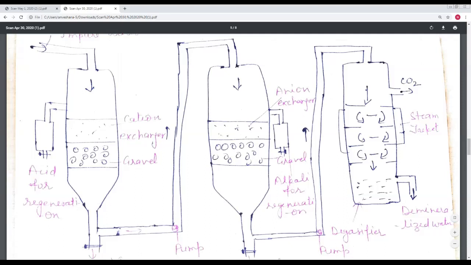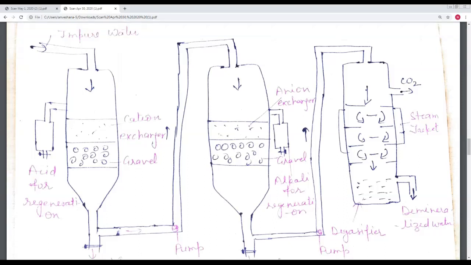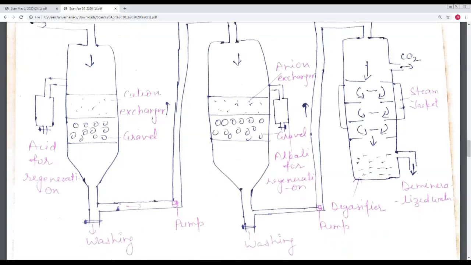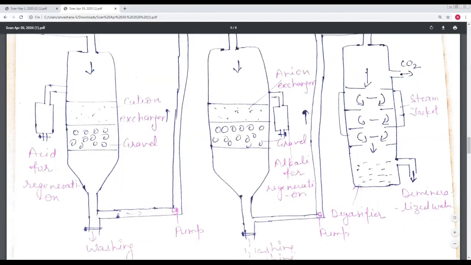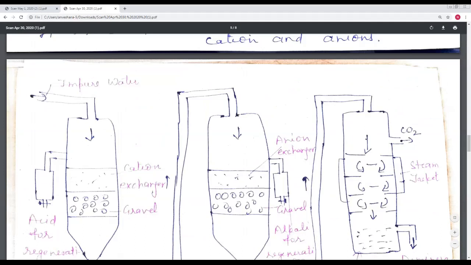The work of the degasifier is that if any gas like carbon dioxide is present in the water, this degasifier can remove the gases from the water, so that we get demineralized water, or we can say deionized water, water without ions. So in the working process, first of all, we enter the impure water. Impure water means the water which has hardness.